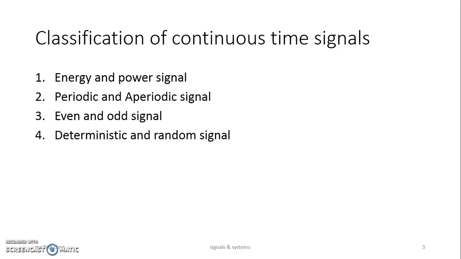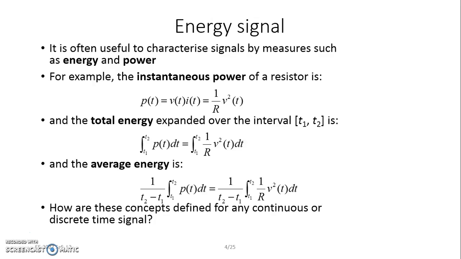Now see the classification of continuous time signals: energy and power signal, periodic and aperiodic signal, even and odd signal, deterministic and random signal. Now see what an energy signal is.